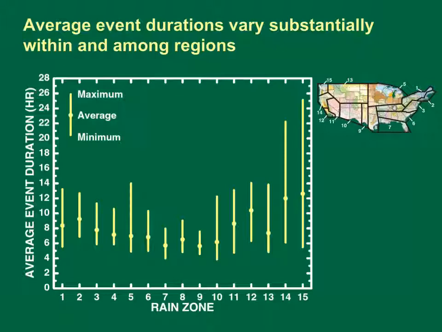Rain zones 14 and 15 have especially large ranges in the average event durations among monitoring stations. In these regions, it may be best to select statistics from one or more nearby monitoring stations. However, even the least variable region, number 9, has a range of about 60% of the average value.